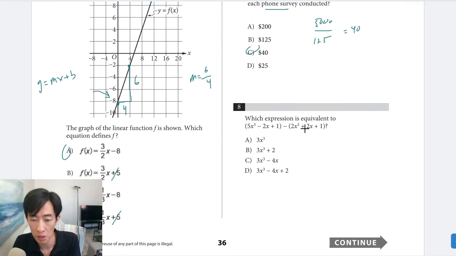Question 8, which expression is equivalent to that? And so this is really simple subtraction. Just don't get tripped up with the negative sign in the parentheses. So we can do it piece by piece. 5x cubed minus 2x cubed is going to be 3x cubed. Negative 2x minus positive 2x is going to be negative 4x. Positive 1 minus positive 1 is 1 minus 1, so that's 0. And so the answer is going to be C.